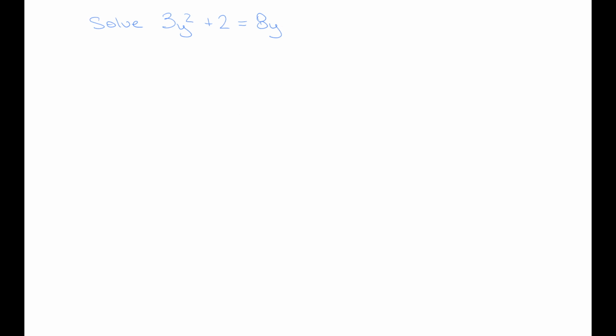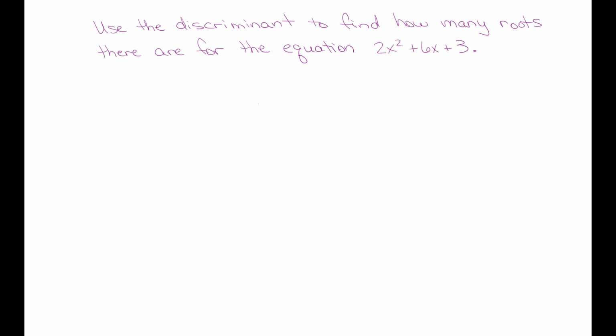This question is not wanting you to solve using the quadratic formula. It wants you to use the discriminant to find how many roots there are for the equation. So remember, if you have a positive discriminant, you're going to have 2. If it's equal to 0, you're going to have 1. And if you have a negative answer, there are going to be no real roots. So this is positive, 0, and negative, and this is the number of answers that you're going to end up having. Answers, roots, same thing. It's where your graph, if you graphed it, would cross the x-axis.